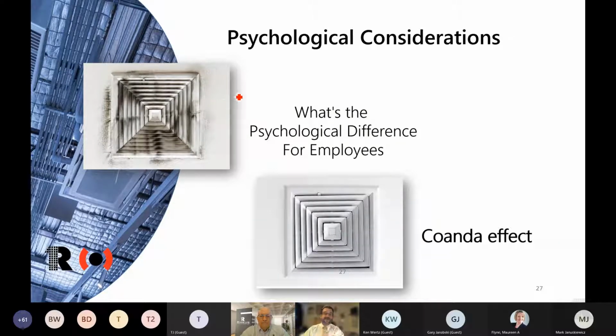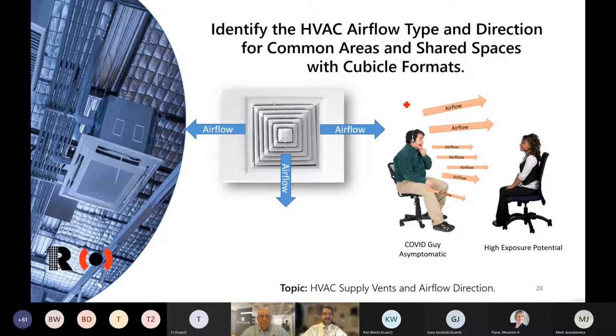But from a psychological effect, cleaning these registers really lets everyone know that we're addressing the systems in every possible way. So there's a psychological impact. Another thing I want you to look out for is if you have circulating systems in your area and you have what we call static registers. This is an air conditioning register that blows air in one direction.